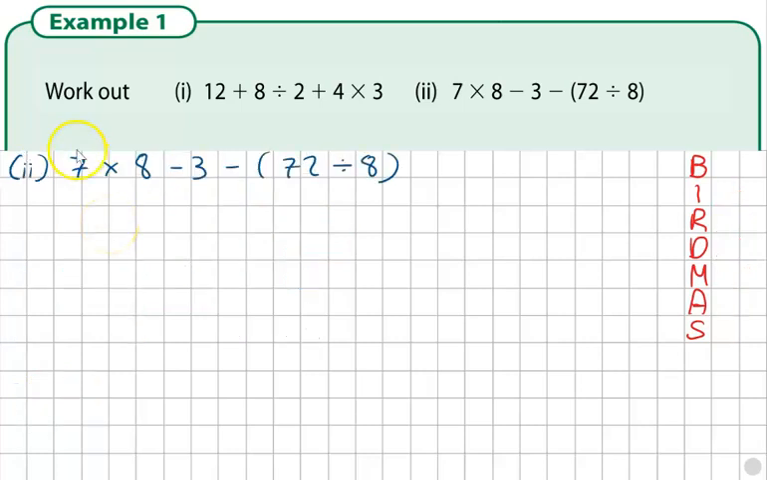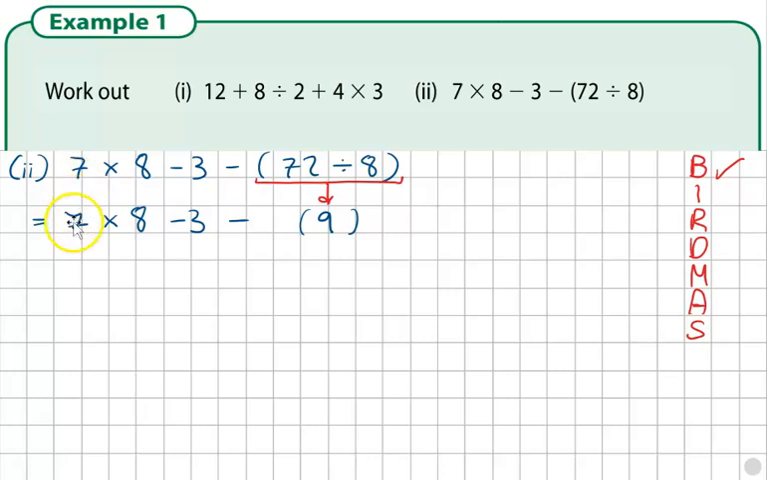Part 2, we want to work out 7 × 8 − 3 − (72 ÷ 8). And again, we're going to follow BIRDMAS. So I have it written down here, and I'm going to tick off the letters as I use them. So the B stands for brackets, and I do have brackets. So I'm going to work out what's inside the brackets first. So 72 ÷ 8 gives me 9. Notice I've ticked off the B because I've used it. So I've got 9, and then I'm going to bring everything else down.